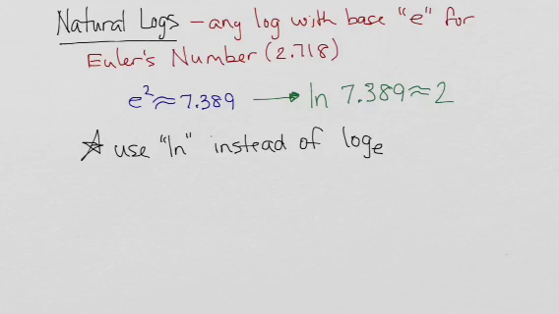So e squared is approximately 7.389. Wow, I can't even talk. Again, that's 2.718 squared. This is just Euler's number, e. And then we use this natural log notation. And again, you can see the little star.